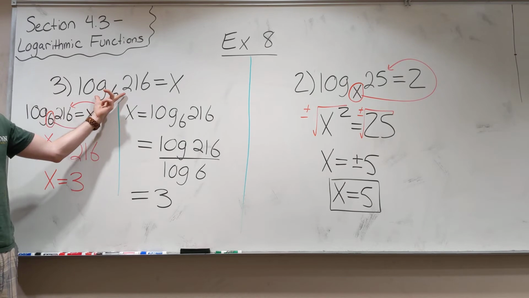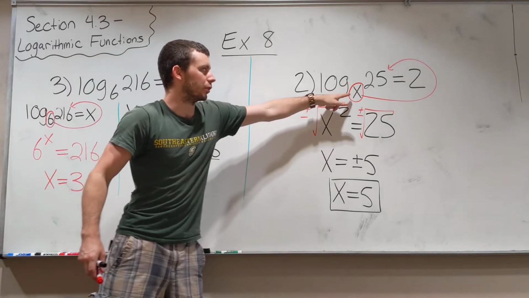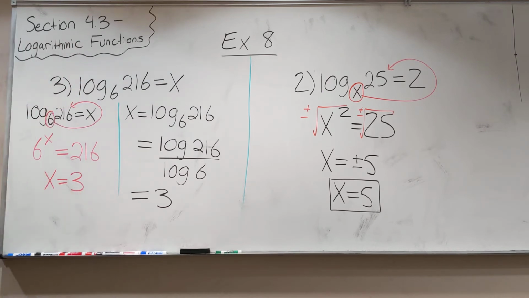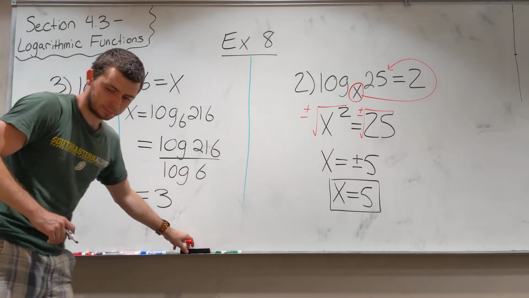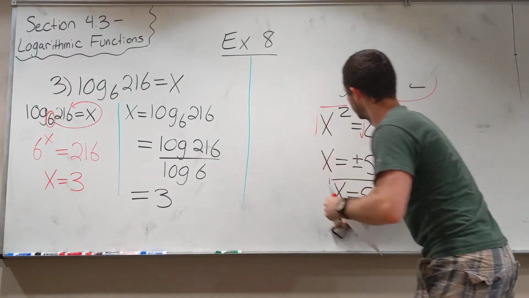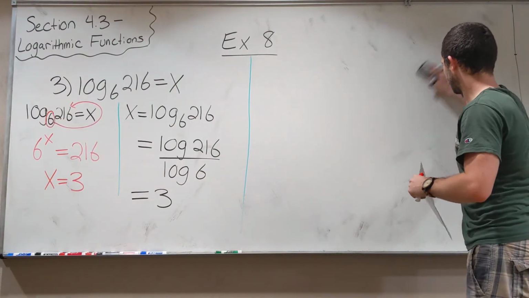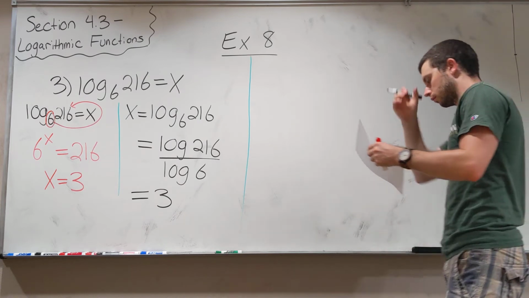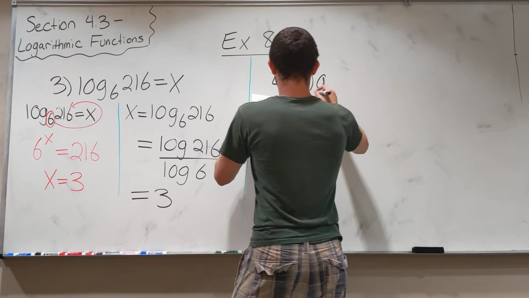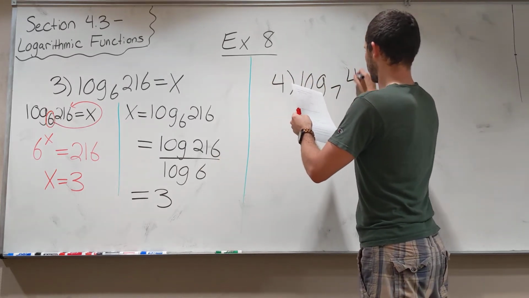And this is whenever you have all numbers. Over here you had an x, so you didn't have that luxury. And so we'll go ahead and move on to problem 4. So problem 4 seems to be the most difficult one here.